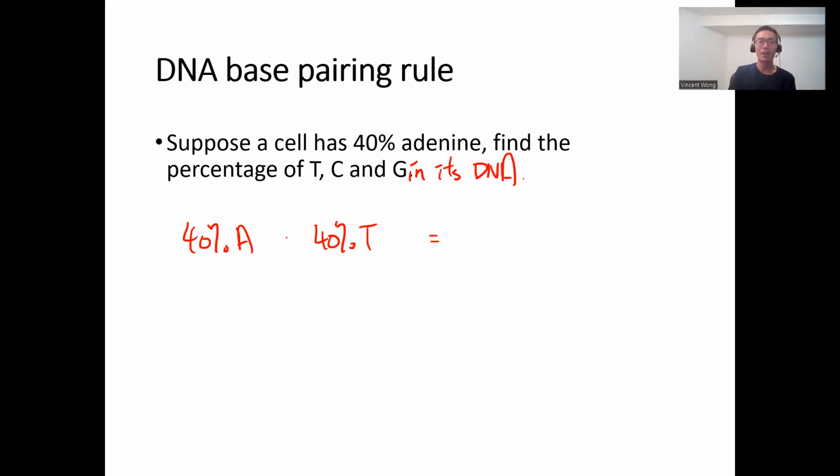Hopefully it helped. Now, if I add these two together, 40 and 40, that makes 80, right? Now, I don't know if you know, but everything together is 100%. So if you take 100% and subtract 80, that means I have 20% left. These 20% account for the remaining C's and G's. But C's and G's are together, so I have to take the 20 divided by 2, then I get 10 for C and 10 for G.